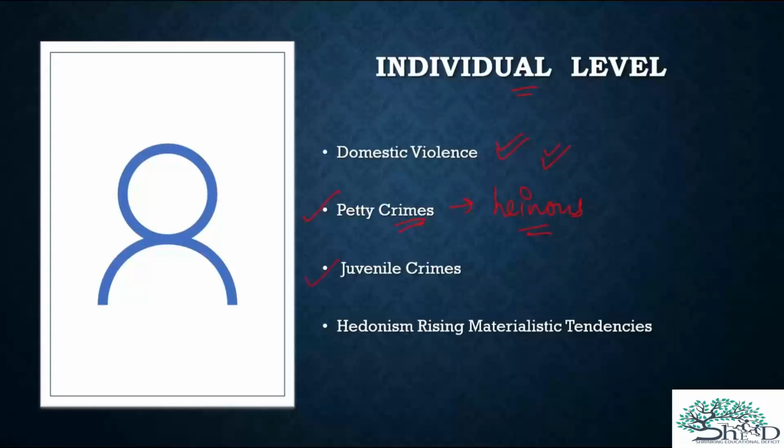Okay, there are also juvenile crimes. They are increasing in number because parents are nowadays not paying proper attention. We will read about the role of family, but these are increasing because at the individual level the child is not able to grasp the value of ethics. First of all, they are not being taught ethics.